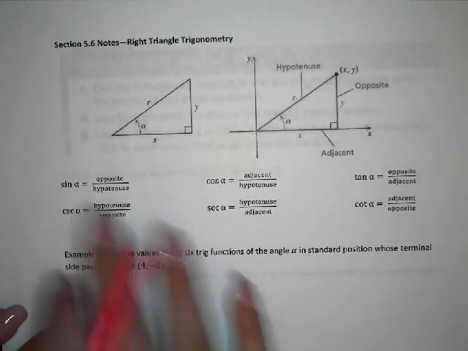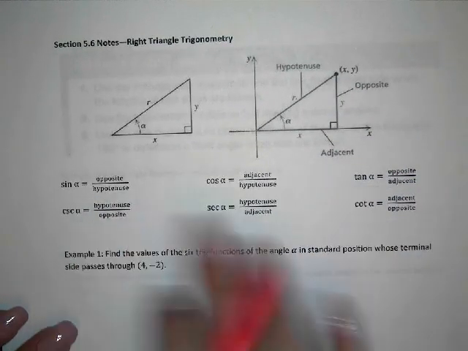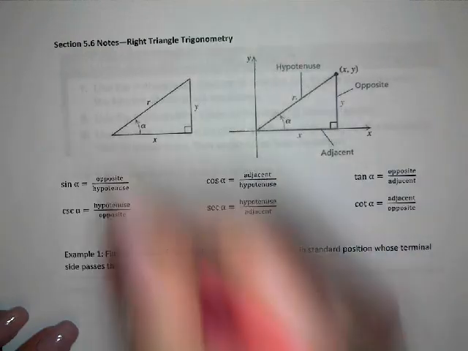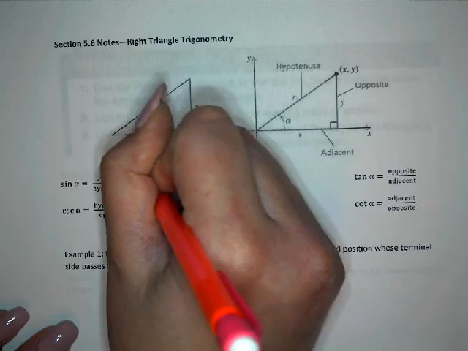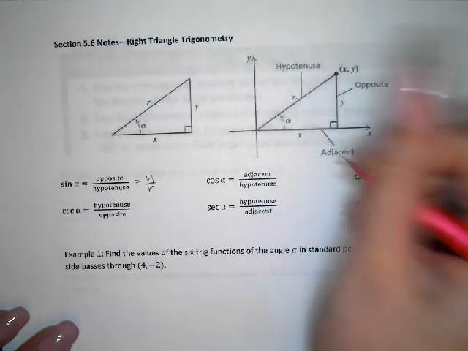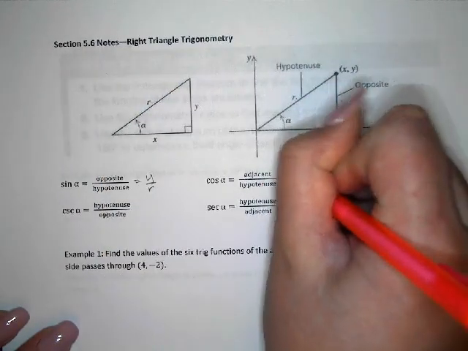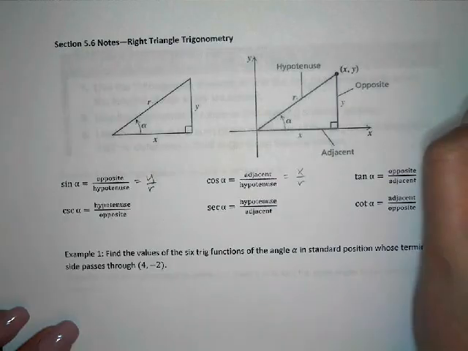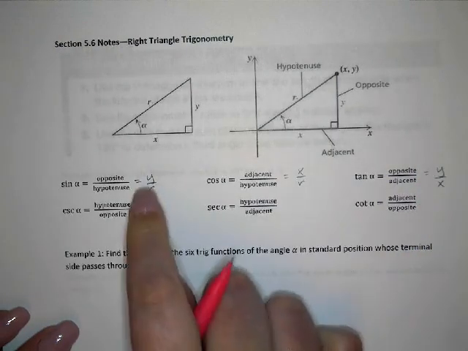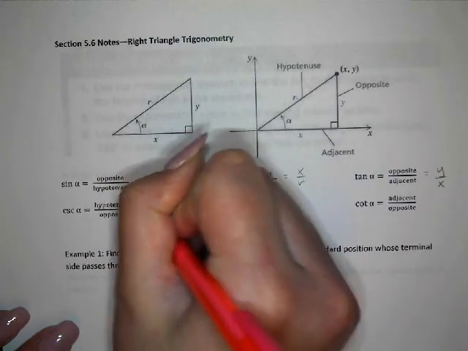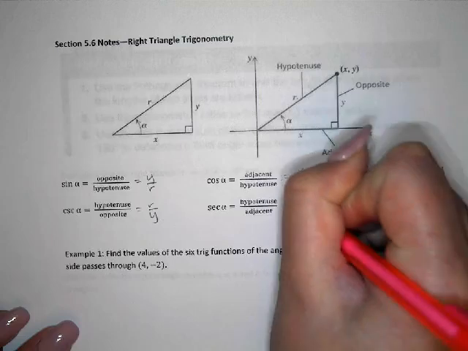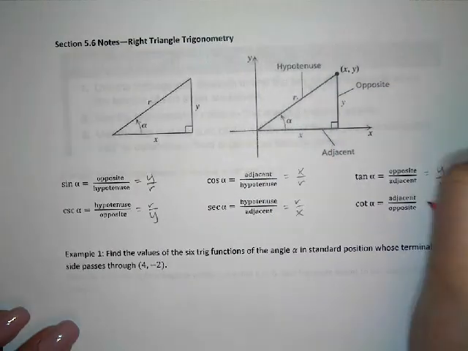Then for all of these we have sine, cosine, tangent, cosecant, secant, and cotangent. Sine would be opposite over hypotenuse, or y over r. Cos would be x over r, and tan would be y over x. And then for each of these, we would just do the reciprocal. So r over y, r over x, x over y.